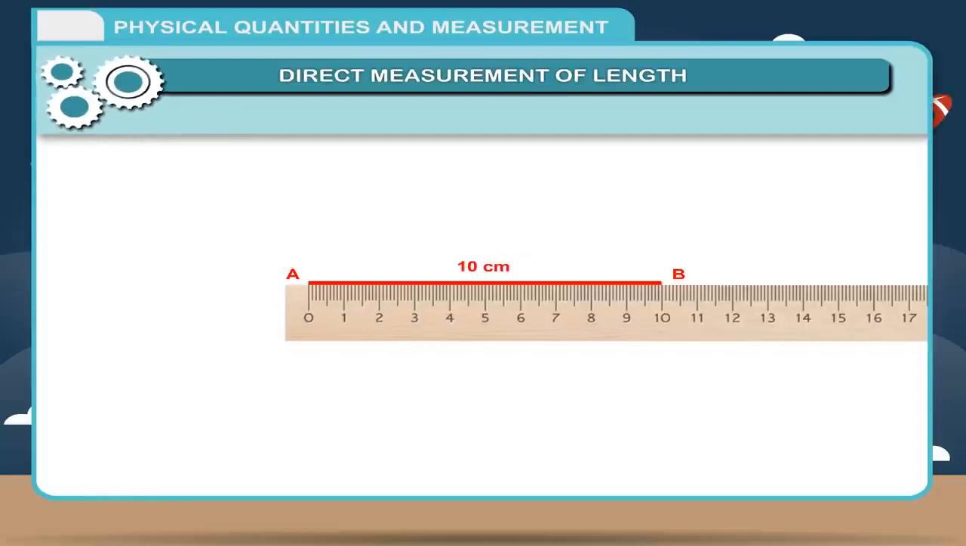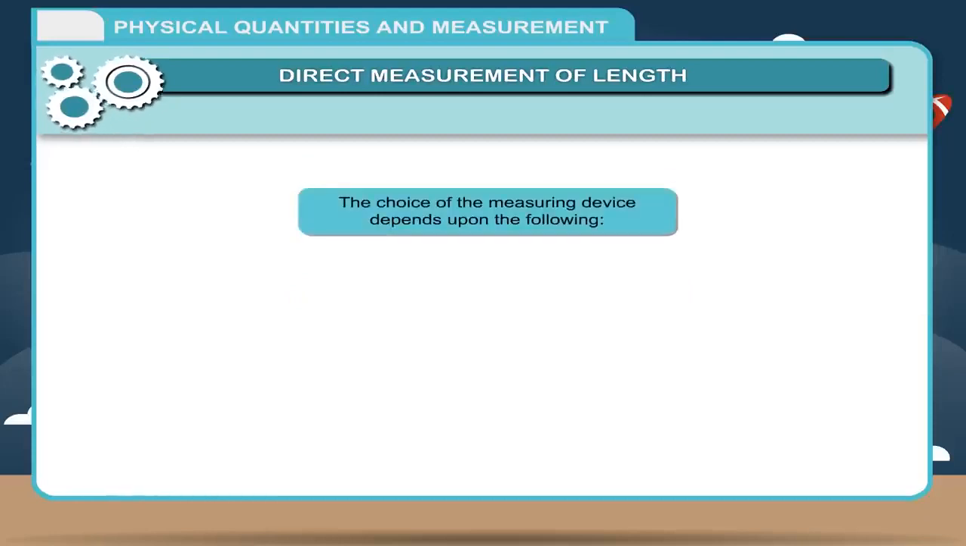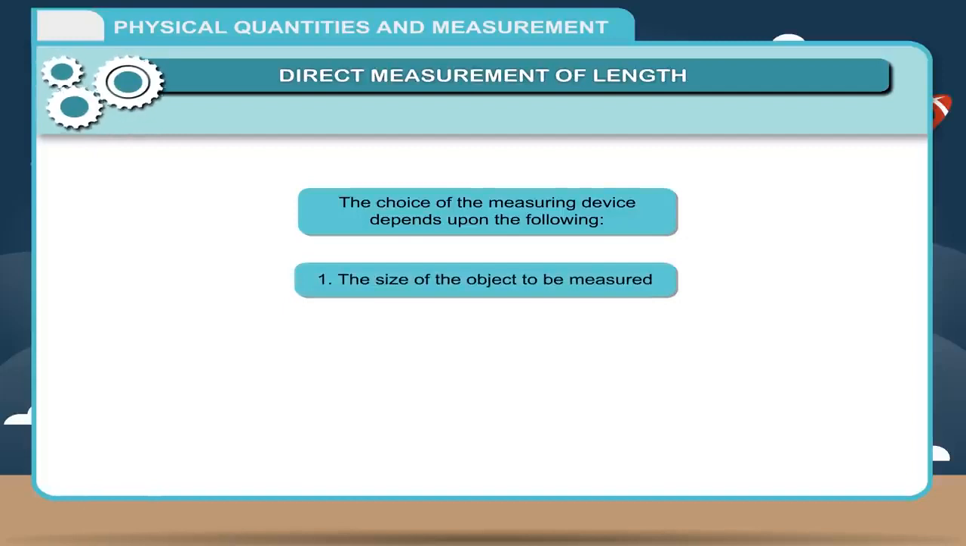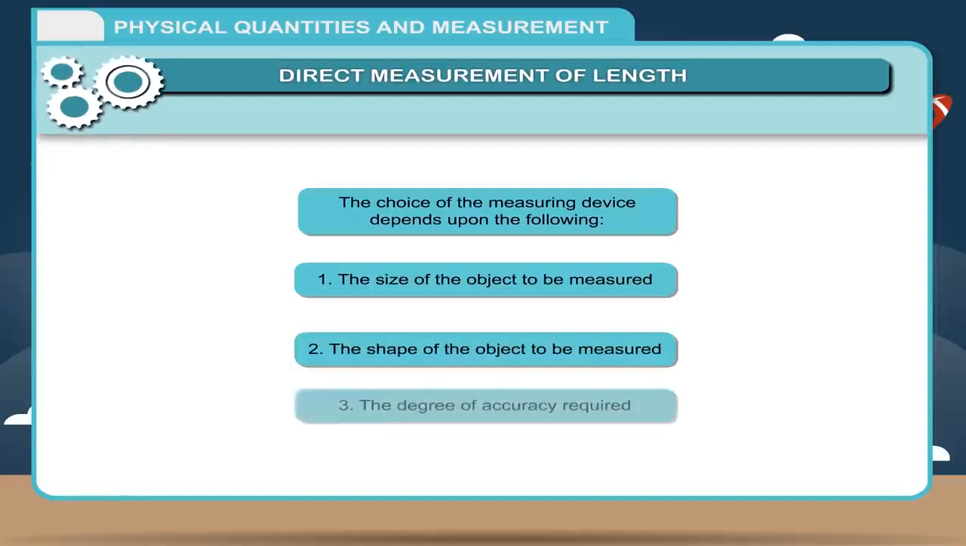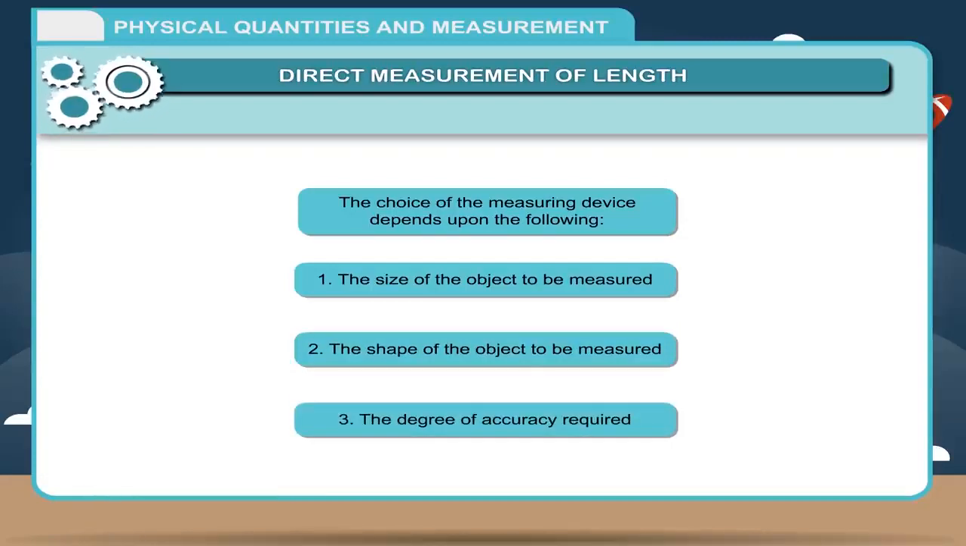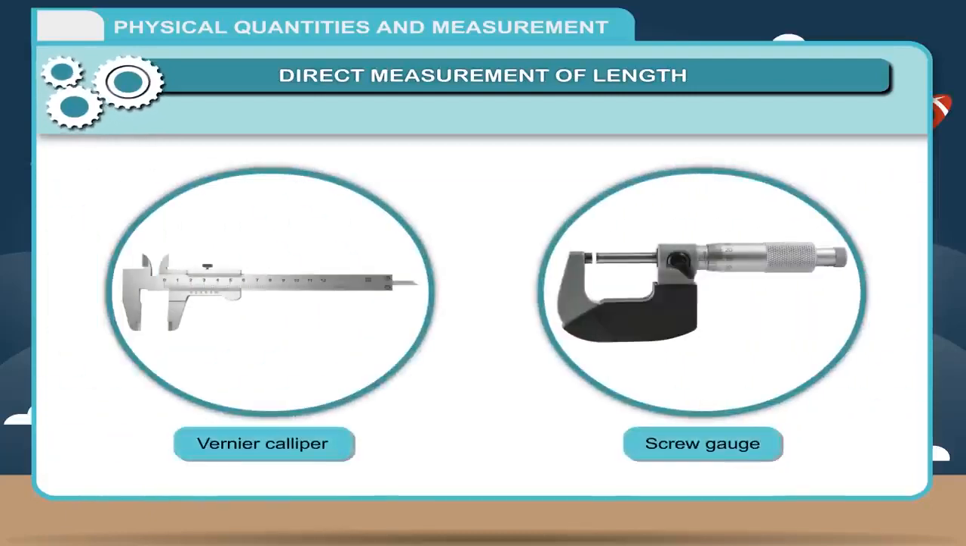To make accurate measurements, we require a proper measuring device. The choice of the measuring device depends upon the following. 1. The size of the object to be measured. 2. The shape of the object to be measured. 3. The degree of accuracy required. Vernier calipers and screw gauge are two such instruments which are used to measure very small lengths accurately, such as the diameter of an electric wire.